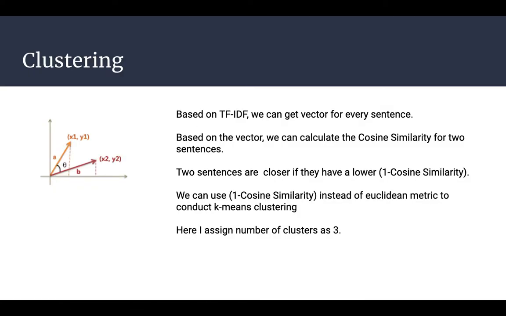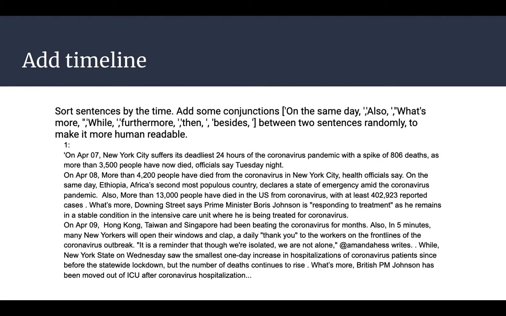The next step is clustering. Based on the TF-IDF, we can get a vector for every sentence. Based on those vectors, we can calculate the cosine similarity between every two sentences. Two sentences are closer if they have a higher cosine similarity, which means they have a lower 1 minus cosine similarity. So we can use 1 minus cosine similarity instead of the Euclidean metric to conduct k-means clustering. Here I manually set the number of clusters as 3.